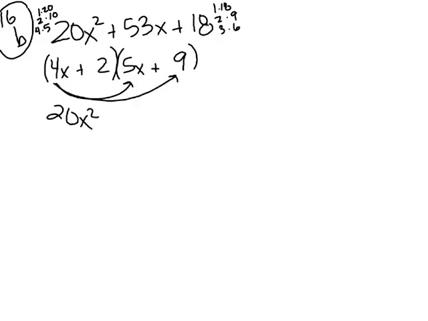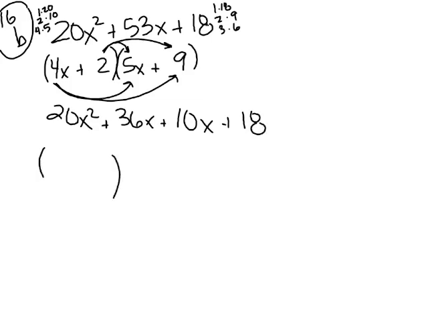So 9 times 4, 36x, and then 2 times 5, 10x. Did that get me to 53? No, it's going to be 46. Okay, that was only a 46. So then I need to try another combination. I've actually tried it with all the combinations of 18 we have. The 4 and the 5 won't work. So you want to try a different set of numbers.